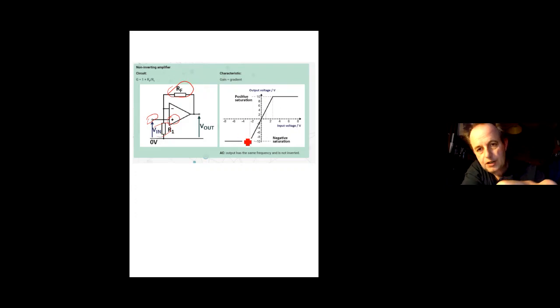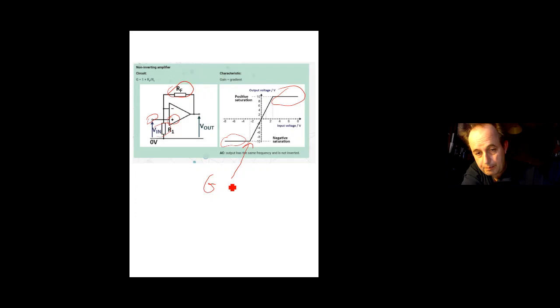graphs. This is the characteristic of a non-inverting, and saturation values are so and so. Please remember how to work this point there out. It comes up time and time again. At that particular point, it causes saturation.